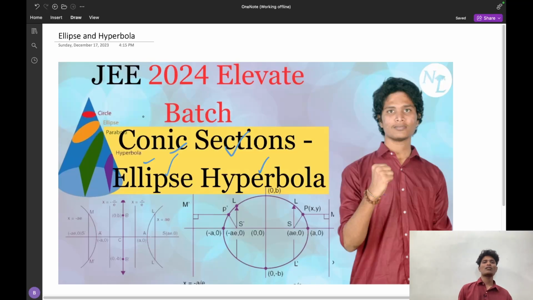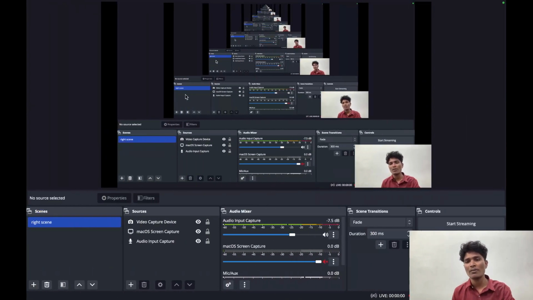This JEE 2024 Elevate batch is only for dedicated JEE 2024 aspirants, because in this I explained the main important concepts which have high weightage after the new syllabus arrival. I have explained everything, so you have to understand how important this series is. The main important thing is you have to follow this series.